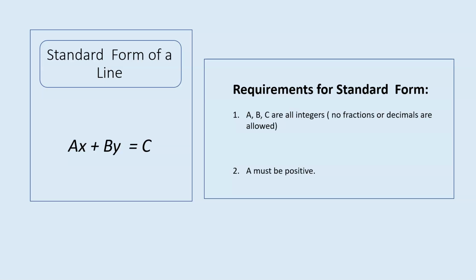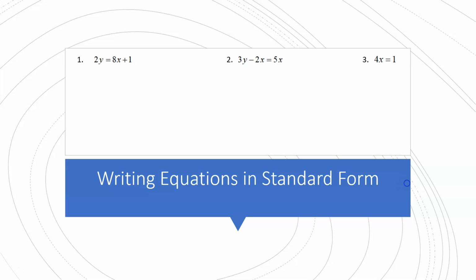There are a couple of requirements for standard form. The first one is that a, b, and c are all integers, which means no fractions or decimals are allowed. I will show you how to clear those out when we get to it. And the second requirement is a has to be positive. We're going to go through a couple examples here.